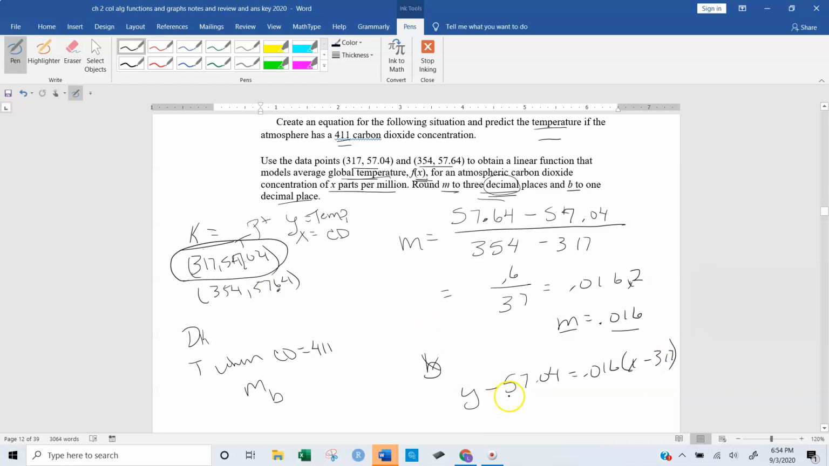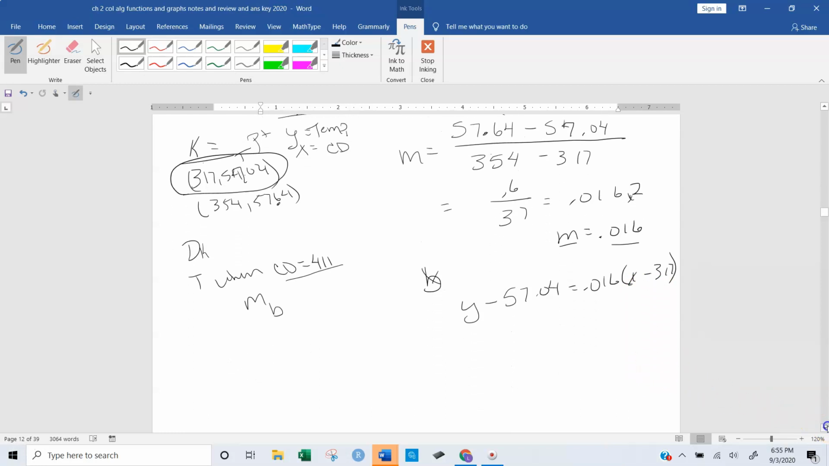Okay, I need to solve when CO2 equals 411, or when x equals 411. So I could plug the 411 in here and do it that way, or I can solve for y and plug it in for that one. Doesn't matter. You can choose. I'm going to do it the long way because I think some of you like that. So we get y minus 57.04 equals 0.016x. Do your multiplication, which is minus 5.072. Add your 57.04 over. And now I have y equals 0.016x plus 48.968.